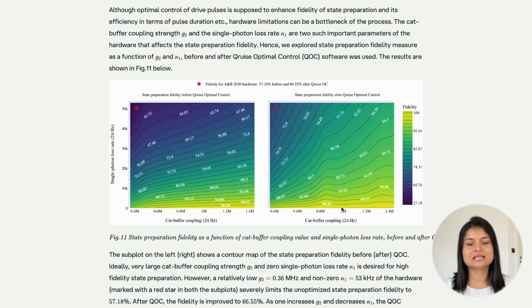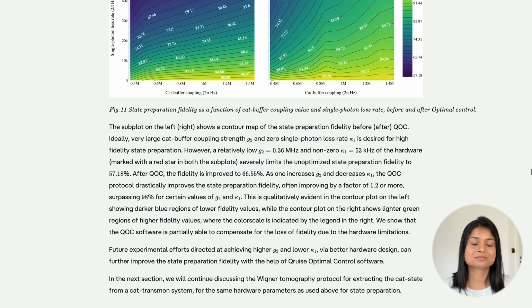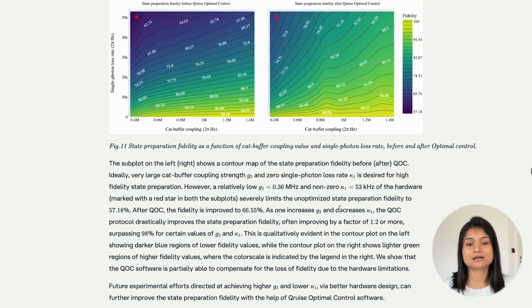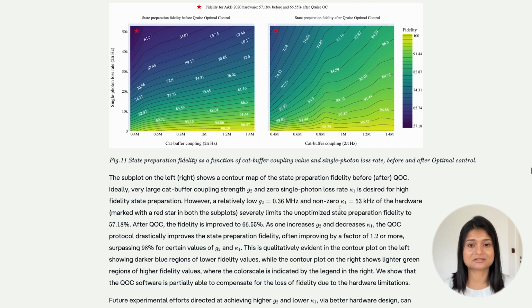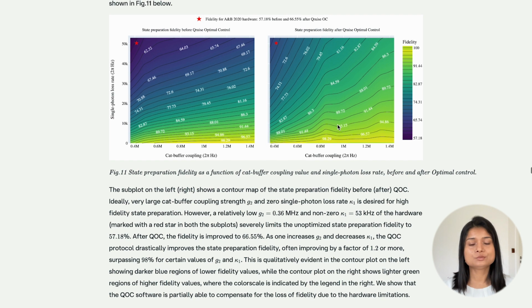This investigation led us to realize that better state preparation fidelity requires larger cat and buffer coupling strength G2 and highly reduced single photon loss rate kappa 1. With Alice & Bob's version of hardware parameters from 2020 that we have used in our main simulation, the small G2 and the large kappa 1 led to poor state preparation fidelity, indicating severe hardware limitations that cannot be overcome through the usage of optimal control software alone.